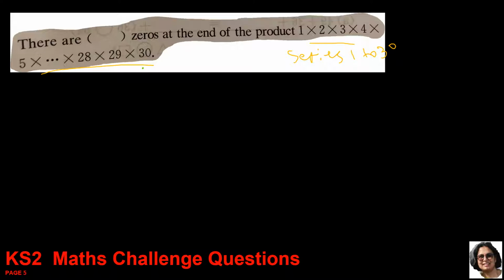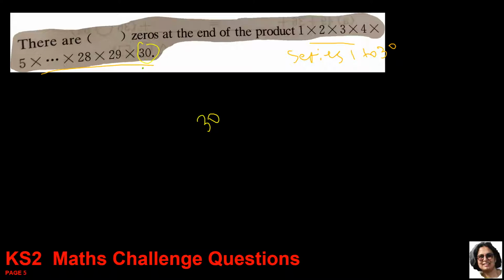The trick is, we will look at the last number in the series, which is 30. We know that if you multiply 5 and 2, you get 10, which is a 0 at the end. So how many times are you multiplying with 5, and how many times with 2? The number of times you multiply 5 and 2 together is the number of zeros you will have.